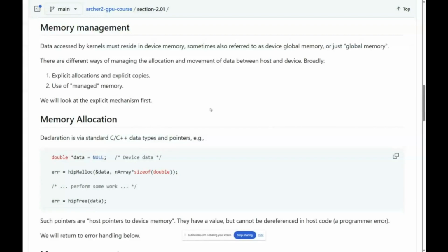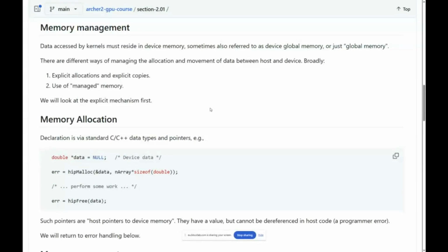There are different ways of managing or moving data between the host and device. Broadly, we can do explicit allocations and explicit copies, which we're going to talk about here. Or you can use managed memory. That effectively says, I'm going to allocate some memory, and you're going to put it somewhere, and let the runtime manage where the memory is going to be active and cached, on the GPU or the CPU side, depending on when operations are happening.